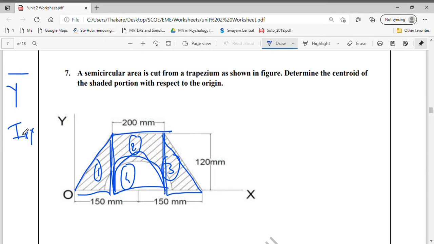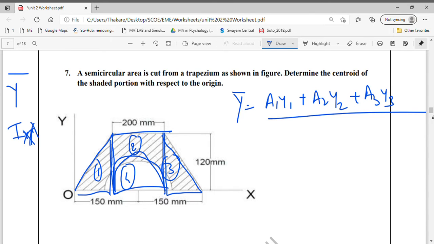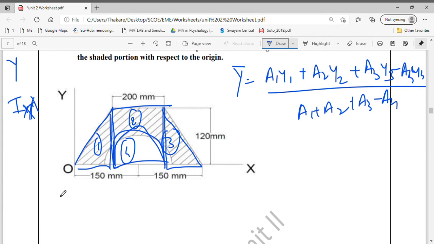To determine y bar, the formula will be a1y1 plus a2y2 plus a3y3 minus a4y4 upon a1 plus a2 plus a3 minus a4. Now let us make a table. The first column will be the section, the second will be the area, the third will be the value of y, which is the distance from the x-axis, and the last column will be ay.